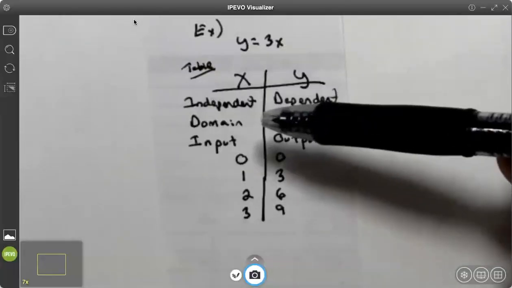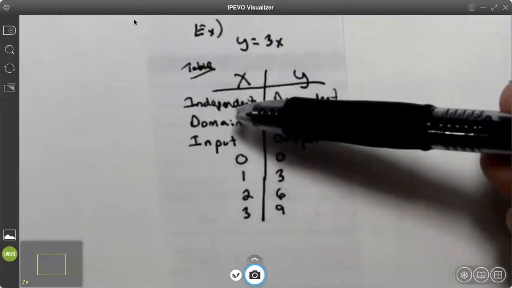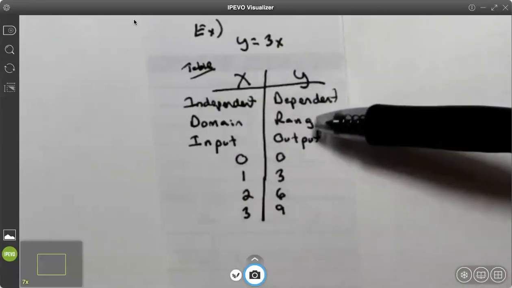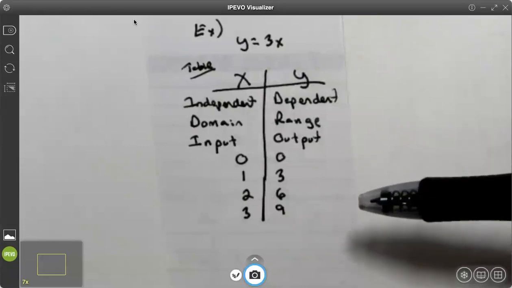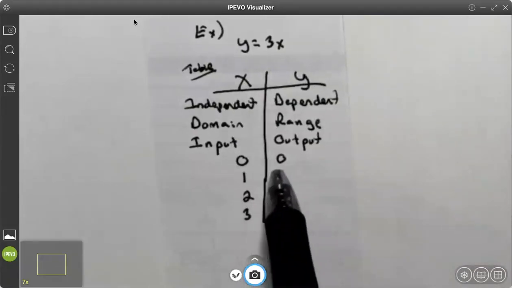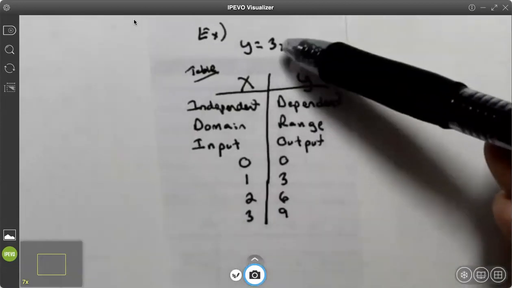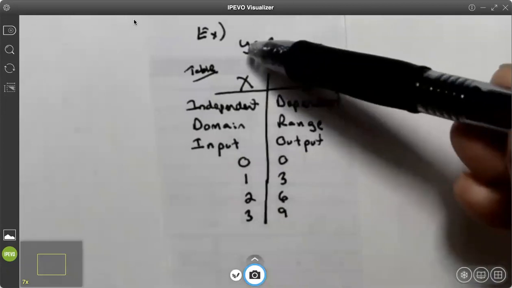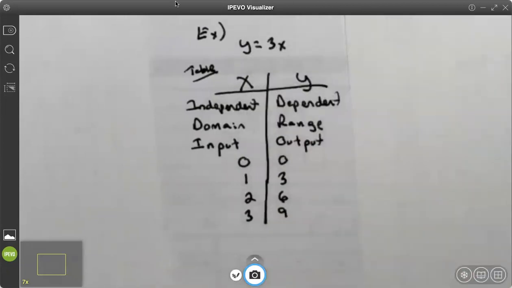So I'll show you one more time. Your x values are your independent, your domain, and your input. Your y values are your dependent, your range, and your output. For something to be a function, every x can have only one y. As a table, this is a function. And given as an equation, we can still tell it's a function because every input gives us one output. And that is your video on relations. Thank you.